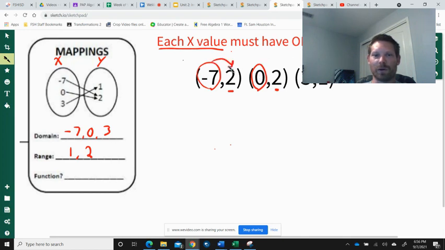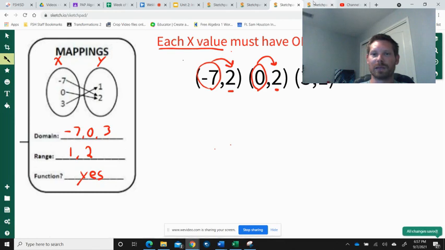-7 has only one y value. 0 has only one y value. The fact that those happen to be the same number does not matter. Okay, so this is a function. Yes, that is a function. It still follows the rule.